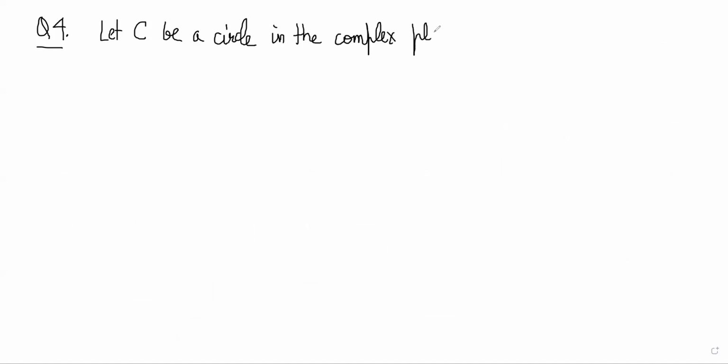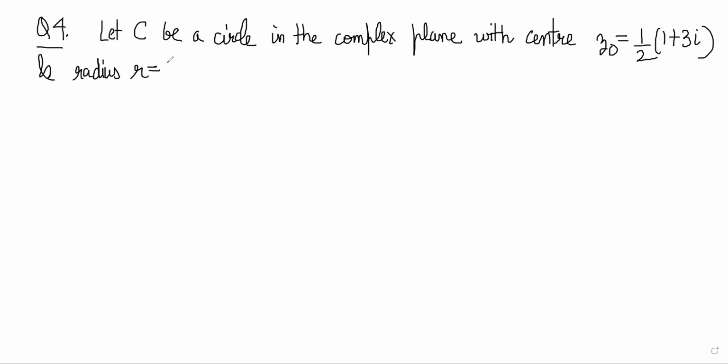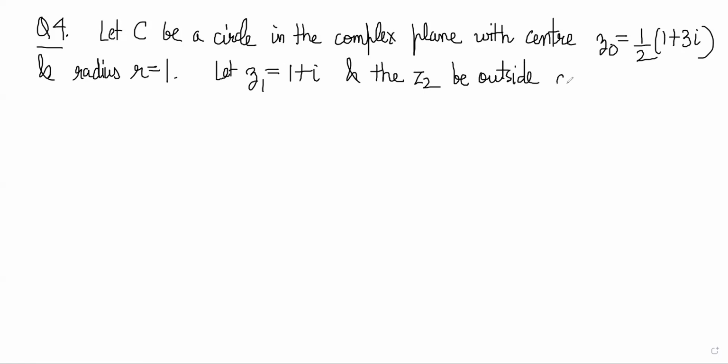Also, these are JEE Mains questions from previous years. So the next one is: let C be a circle in the complex plane with center Z0 equals half times 1 plus 3i and radius r is equal to 1. Let Z1 equals 1 plus i and the complex number Z2 be outside circle C, such that mod of Z1 minus Z0 multiplied by mod of Z2 minus Z0 is equal to 1.